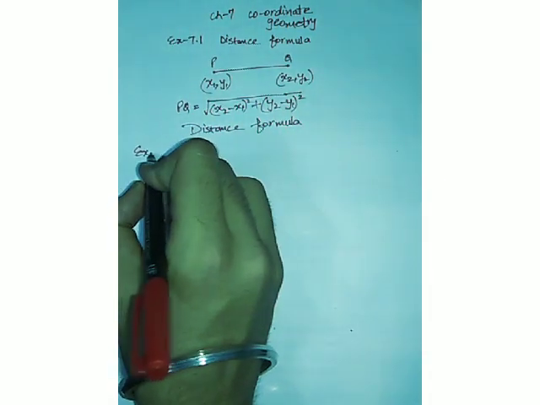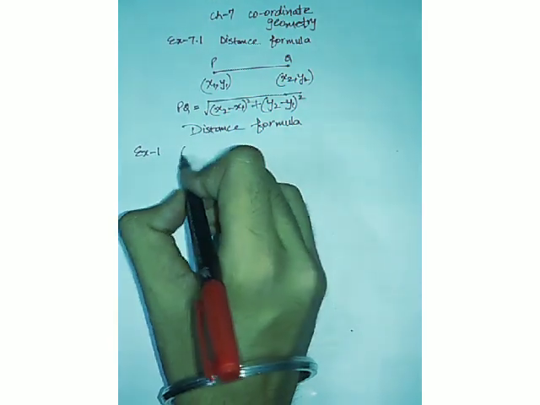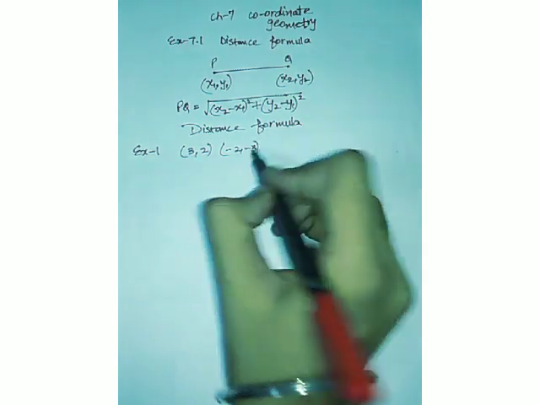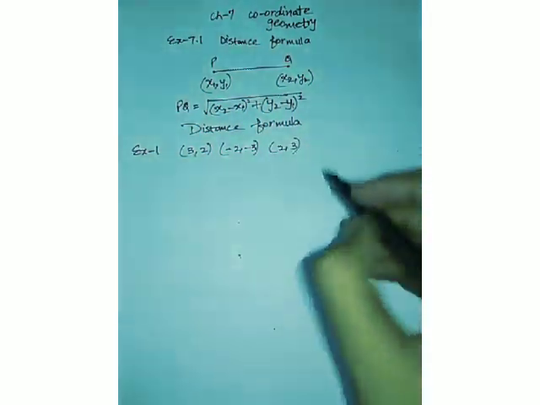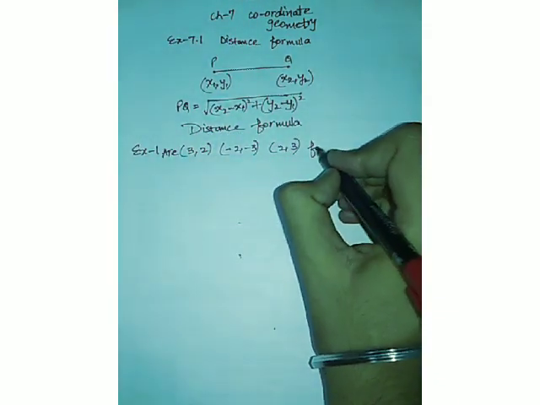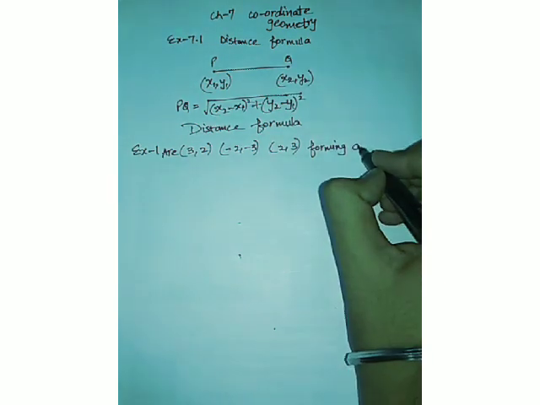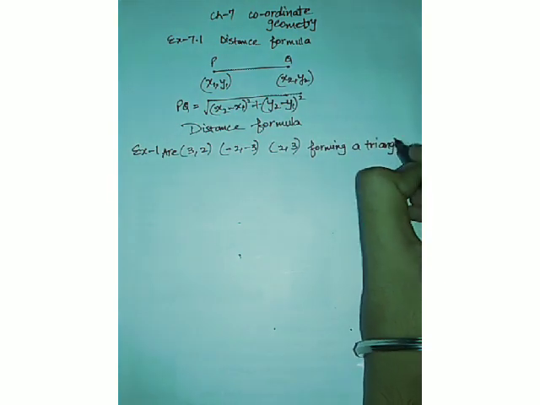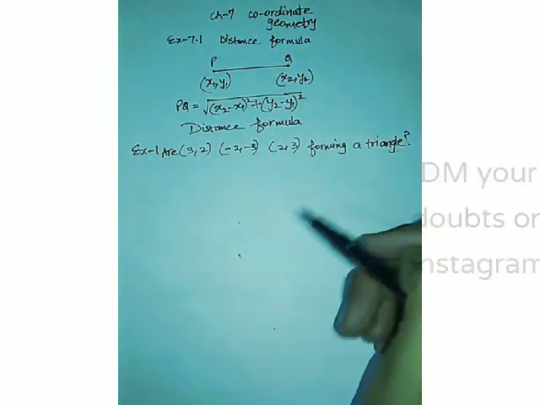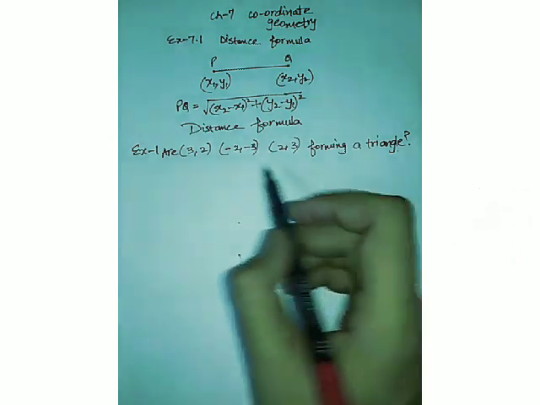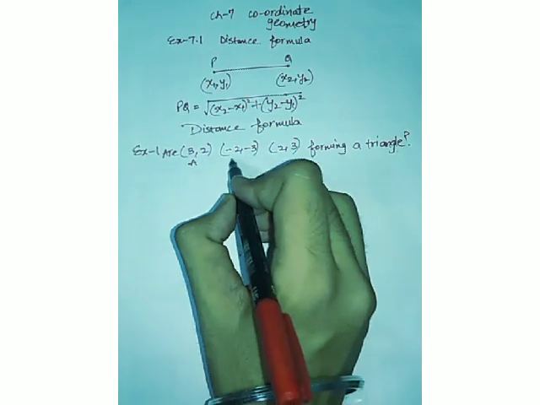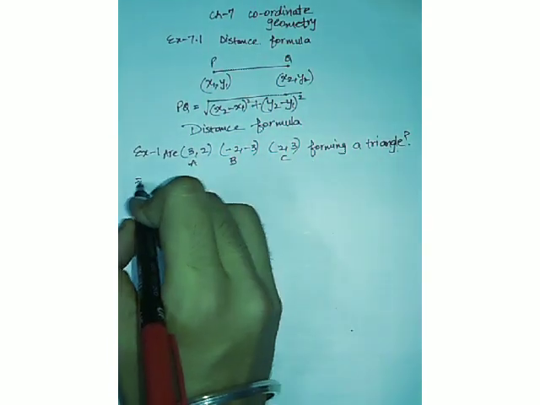All right, what is example 1? In the first example, 3 points are given: 3 comma 2, minus 2 comma minus 3, and 2 comma 3. It is asked whether these points form a triangle, and if yes, then we also have to give the type of triangle that is being formed by these points. All right, so firstly we will name these points as A, B and C.